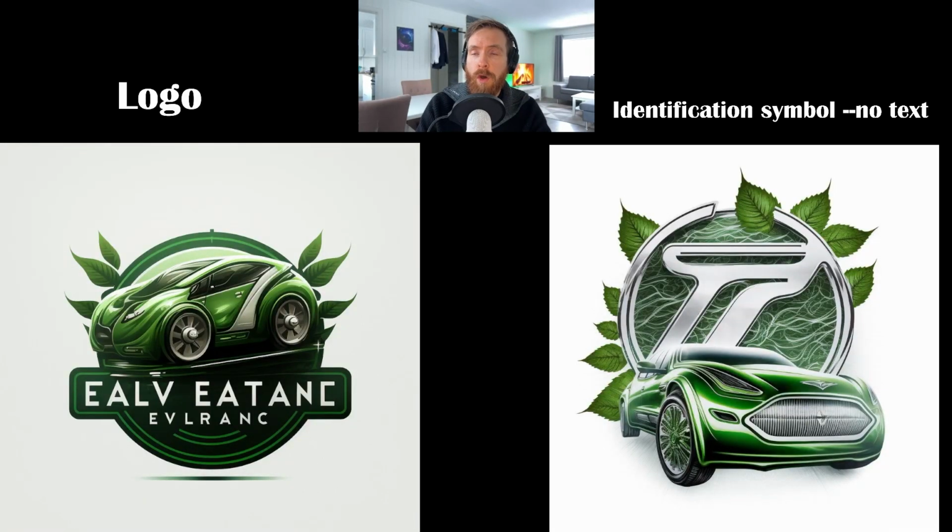Okay, so let's have a look at the first comparison. Here we have the logo on the left, and you can see this is a classic logo prompt. We get this text in the middle here. The logo is very cool, but this just destroys everything. And on the right here, we use the identification symbol and --no text. And you can see here, this is much more usable. And you can, of course, reroll this a bunch of times to get better results. Let's just move on to the next one.